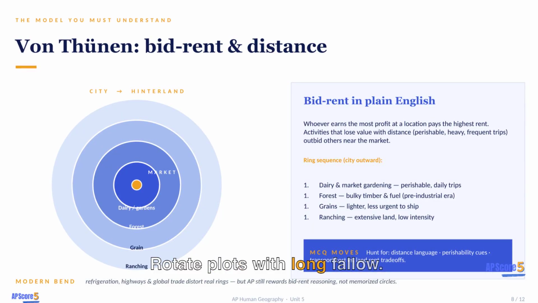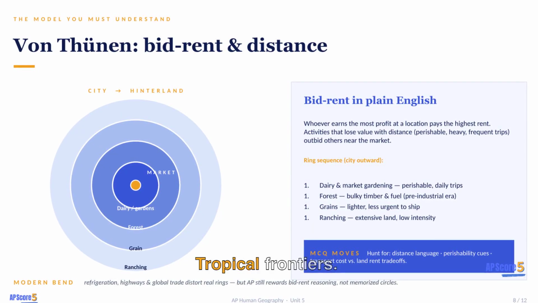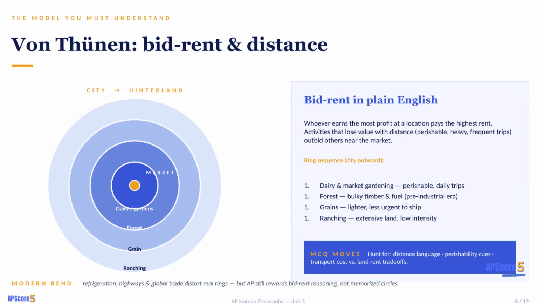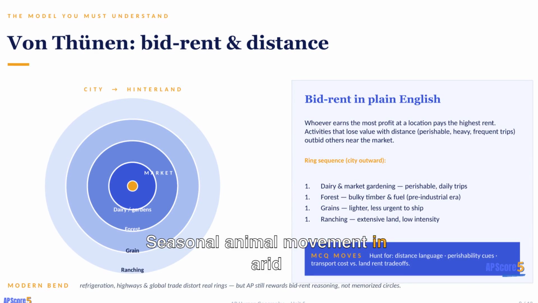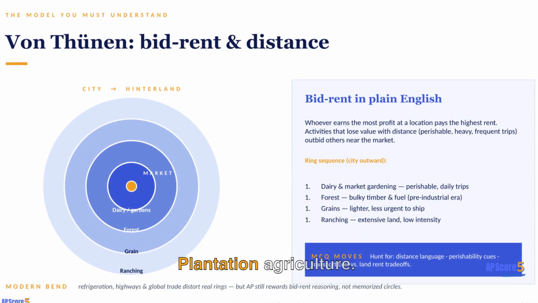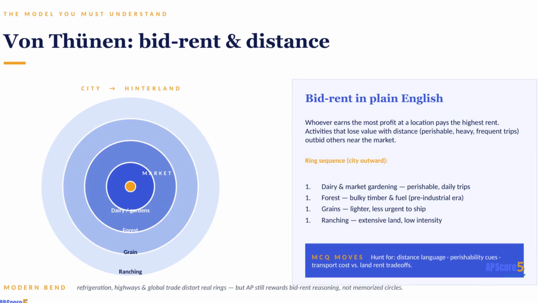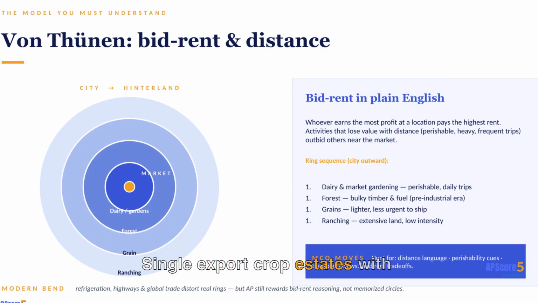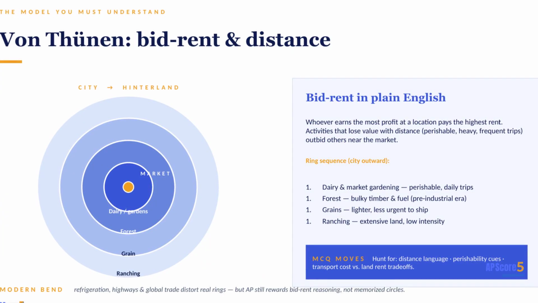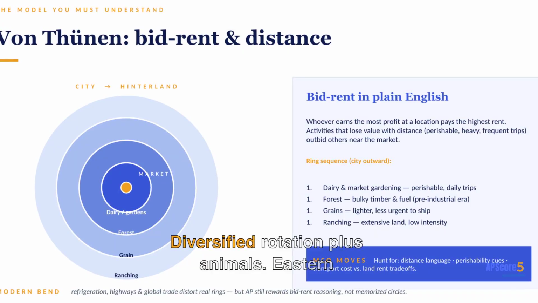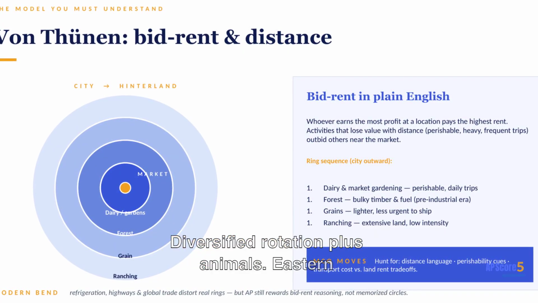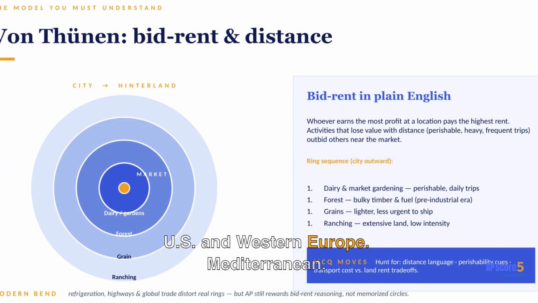Rotate plots with long fallow. Tropical frontiers. Pastoral nomadism. Seasonal animal movement in arid zones. Plantation agriculture. Single export crop estates with colonial legacy. Mixed crop and livestock. Diversified rotation plus animals. Eastern U.S. and Western Europe.